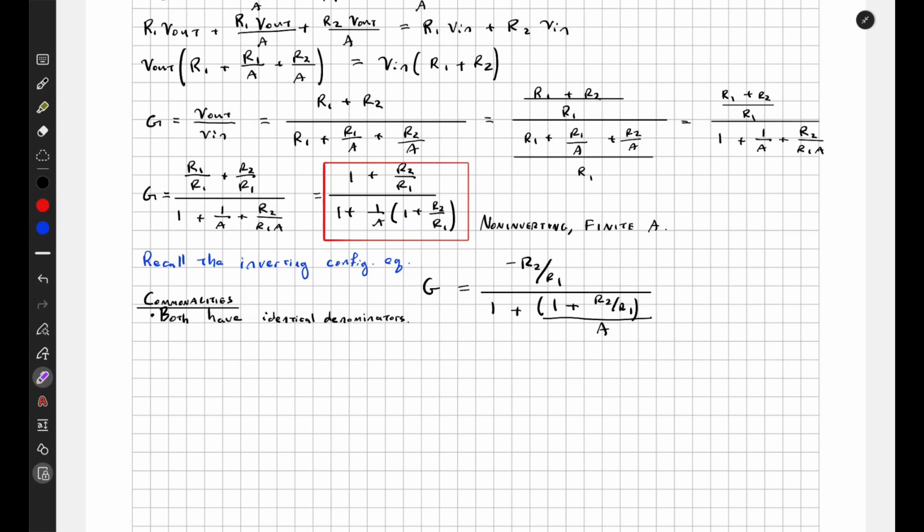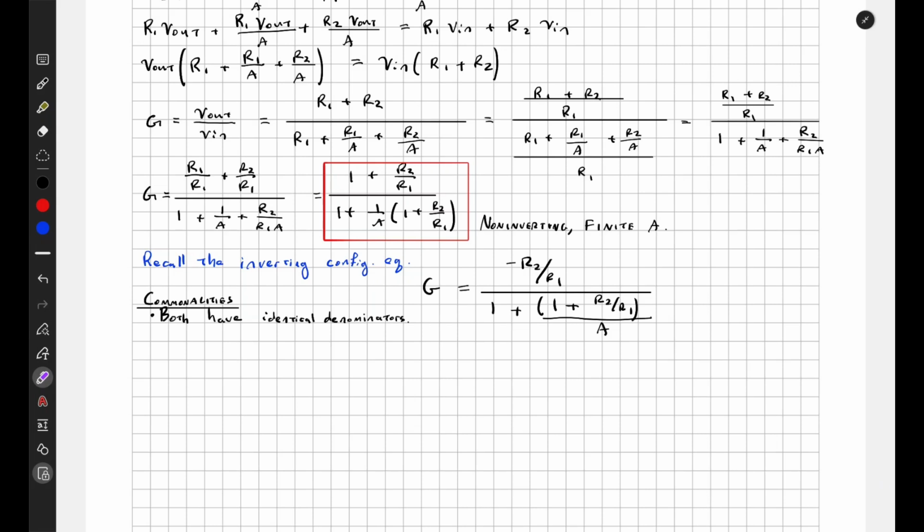we approach the following. In the case of the inverting configuration equation, as this goes to infinity, then this whole term goes to 0, then it's just divided by 1. So as the op-amp becomes more ideal, the closed loop gain becomes the numerator.